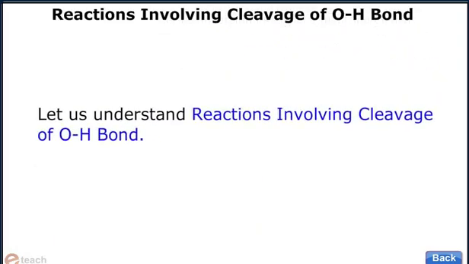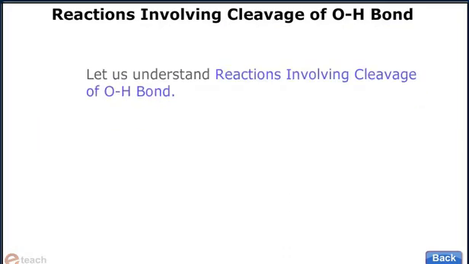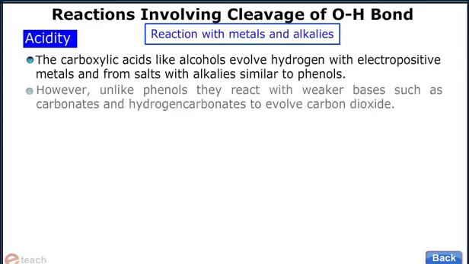Let us now understand reactions involving cleavage of O-H bond. Carboxylic acids, like alcohols, evolve hydrogen with electropositive metals and form salts with alkalis, similar to phenols. However, unlike phenols, they react with weaker bases such as carbonates and hydrogen carbonates to evolve carbon dioxide.